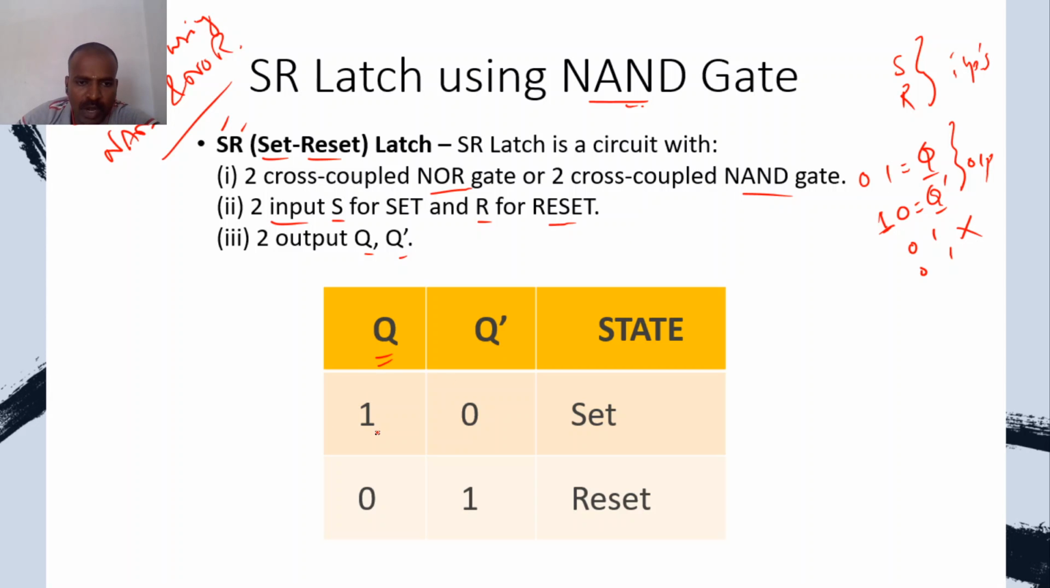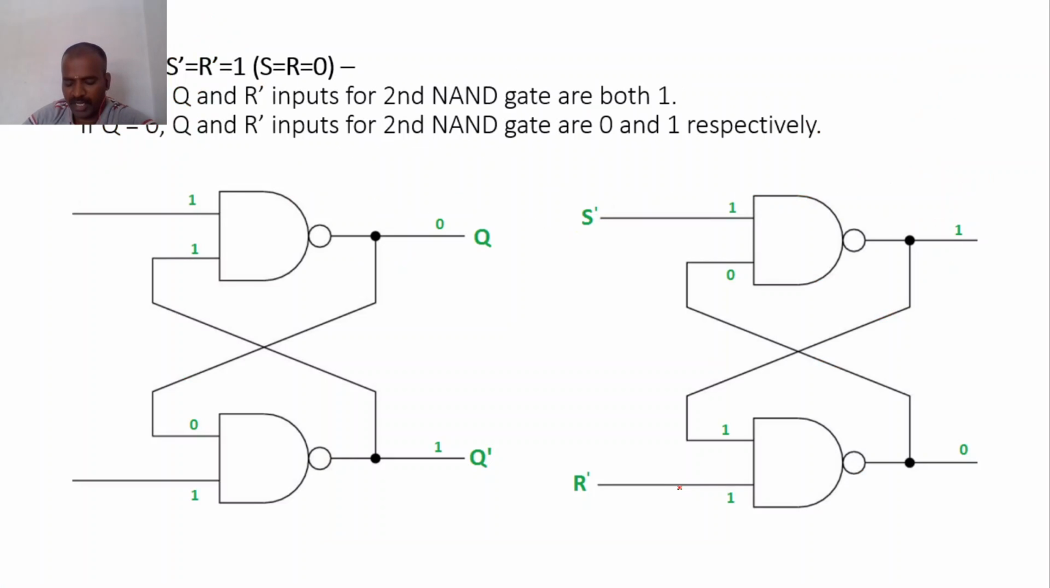When Q is equal to 1, the condition is called the set condition. When Q is equal to 0 and Q bar is equal to 1, the condition is called the reset condition. Set means when the output is 1, and when the output is 0, it is a reset condition. So these are the specifications of the SR latch. Now let me move to the operations of the SR latch.